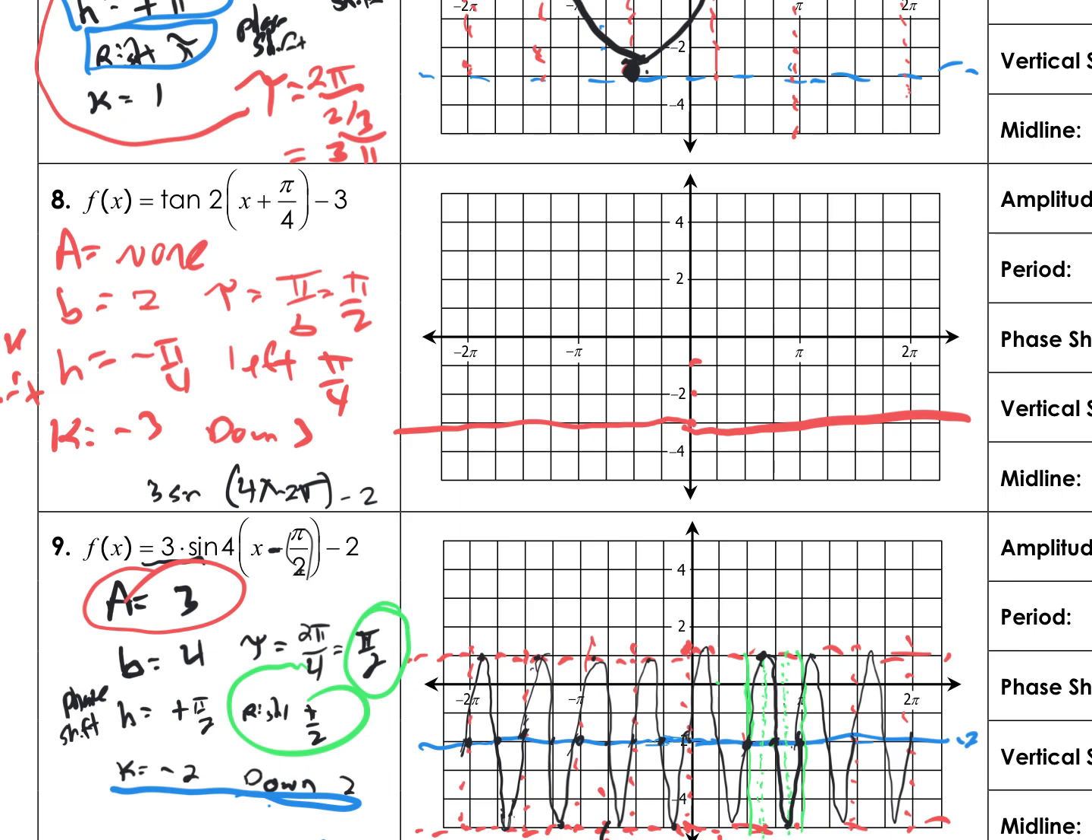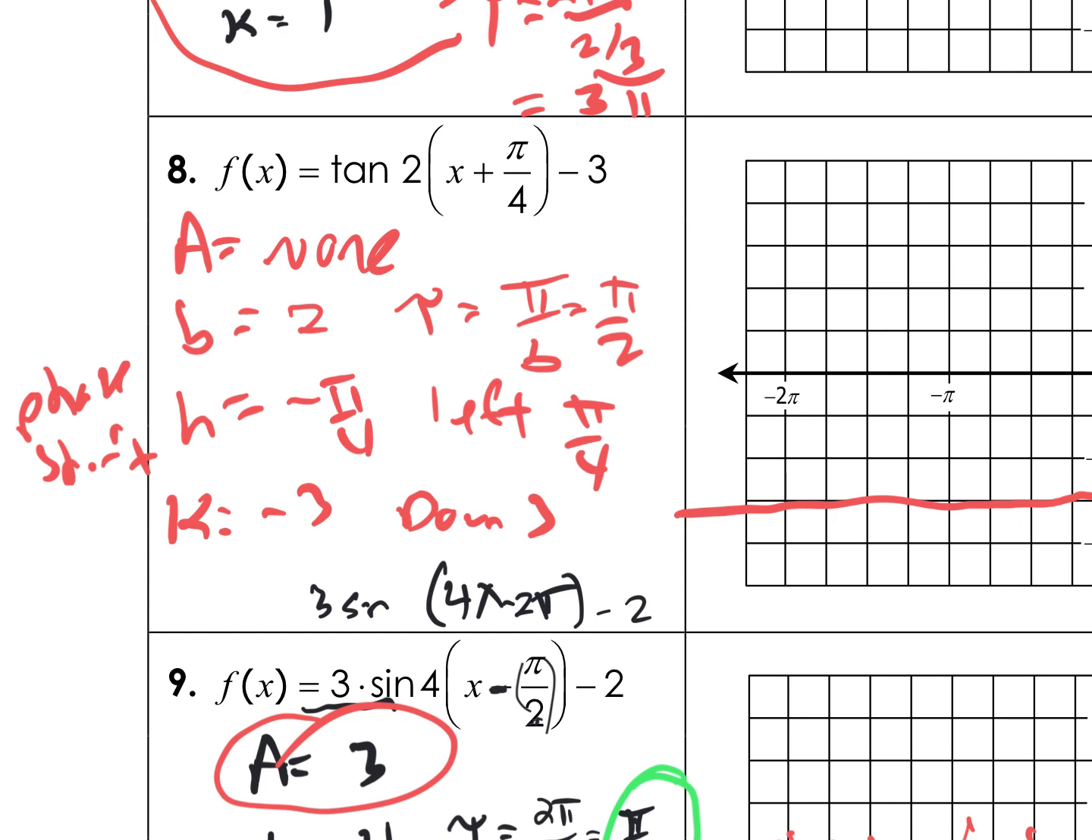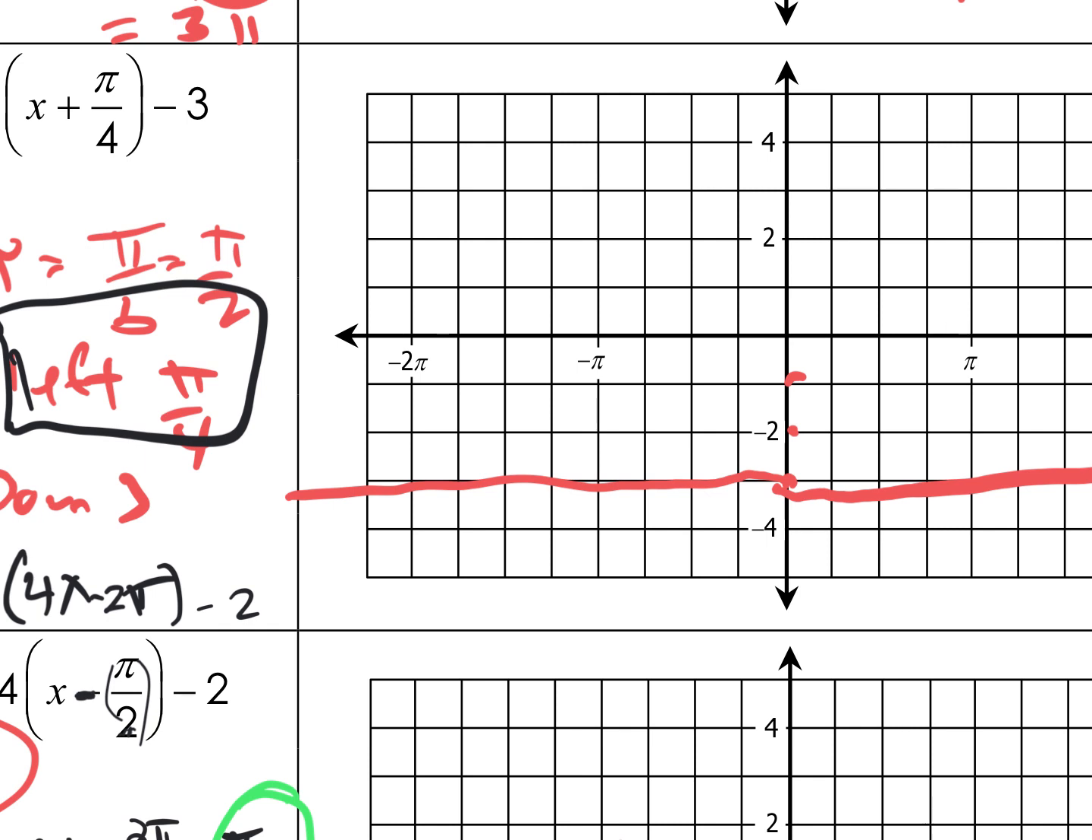Can you grab it this time? What's my starting place? Left pi over 4. That's where a dot goes, guys. How big's pi over 4? How many tick marks? 1 tick mark left. There's a dot.